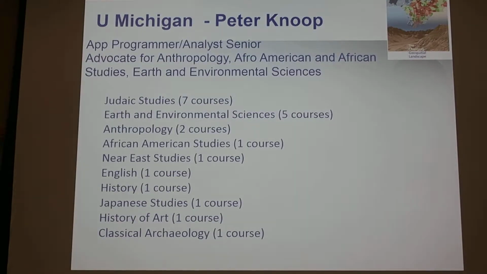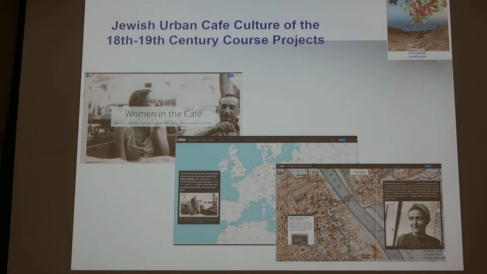Does Michigan have a geography program? Okay. This guy, a wonderful guy, his title is advocate. So here are the courses where he's introduced students to story maps: Judaic studies or anthropology, African, it goes on and on. Some of the best ones are Jewish urban cafe culture. So you capture this stuff and you get a spatial term.